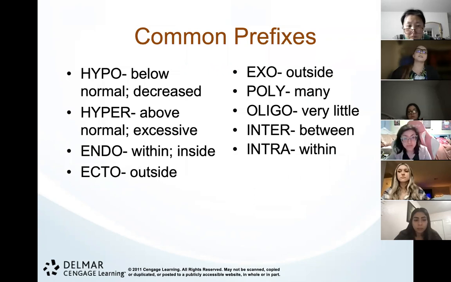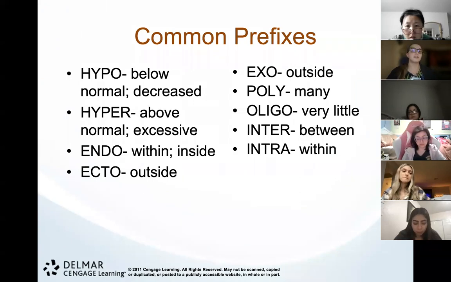More of these prefixes. Hypo means to be below normal or decreased. Hyper is above normal or excessive. So think of hypo or hyperthyroidism. Dogs tend to be hypothyroid, which means that their thyroid is not functioning up to its needed level of function. So we usually see a lot of weight gain and metabolism issues with those type of patients.